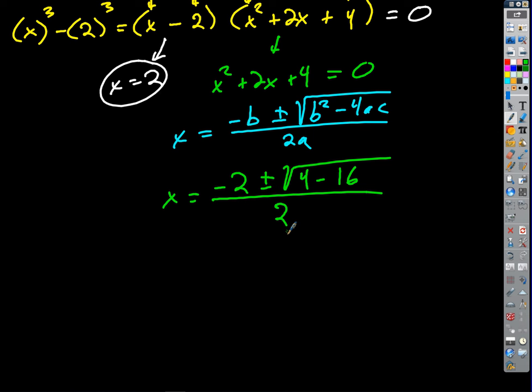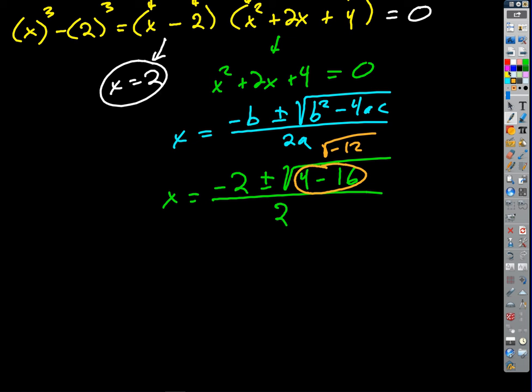I just have to simplify that, put them in the right form. So first of all, what do I get in here? If I simplify inside the radical, what's 4 minus 16? Negative 12. So this is just going to become the square root of negative 12, right? Okay. Well, what do I do with the negative inside the radical? It becomes an i. Good. How about the square root of 12? What does that simplify to?